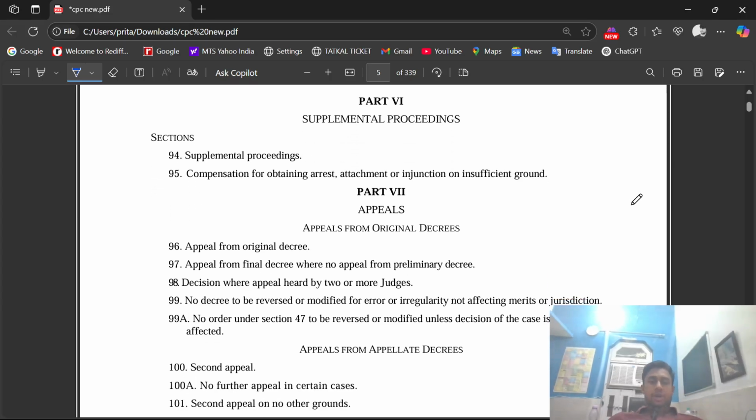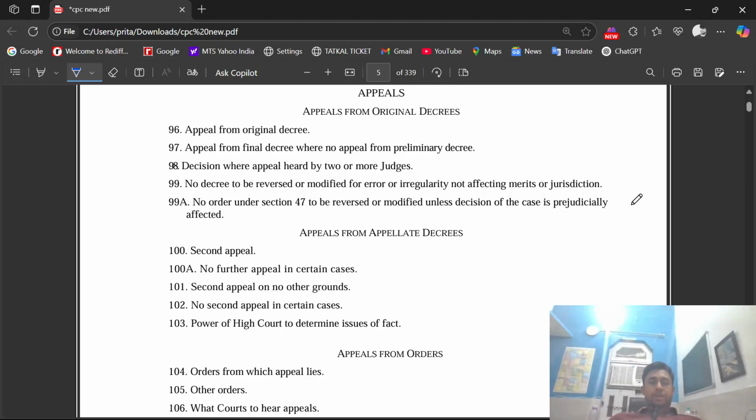Part 7, appeals. Subheading is appeals from original decree. Section 96, appeal from original decree. Section 97, appeal from final decree and no appeal from preliminary decree. Section 98, decision where appeal heard by two or more judges. Section 99, no decree to be reversed or modified for error or irregularity not affecting merits or jurisdiction. Section 99A, no order under section 47 to be reversed or modified unless decision of the case is prejudicially affected.